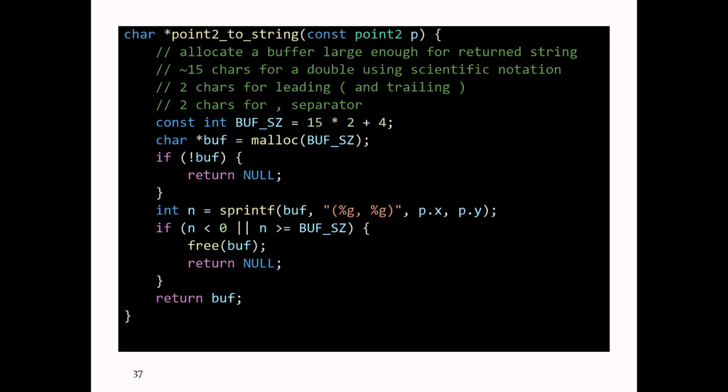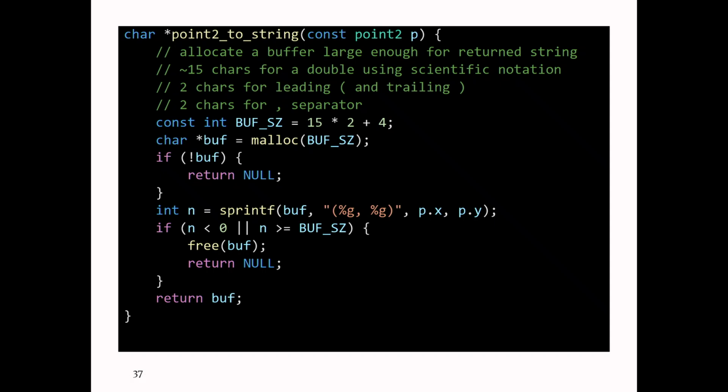Now remember, malloc can fail. If you run out of memory, malloc fails. So I have to check if the return pointer is null. If the malloc fails for the string, I'm going to return null, which means whoever's calling point2 to string, if they're paranoid, needs to make sure that the character array that's returned is not null.